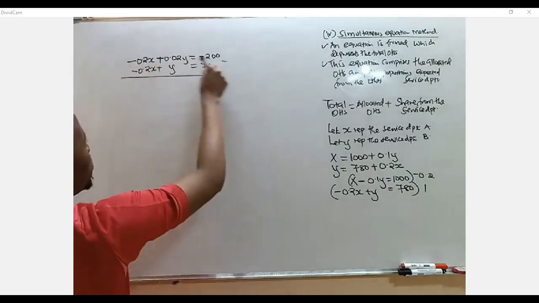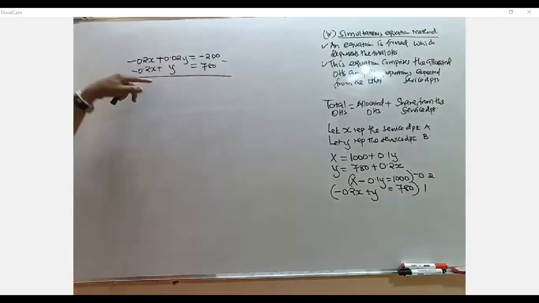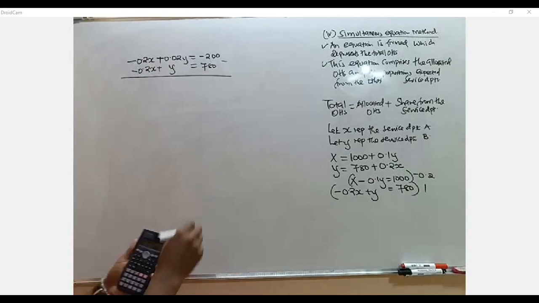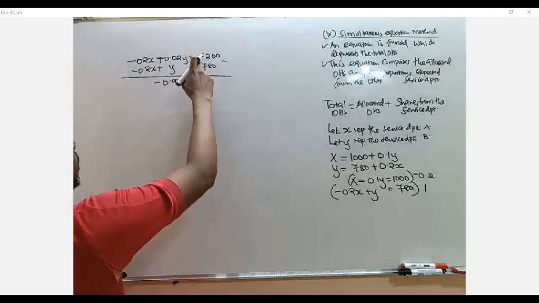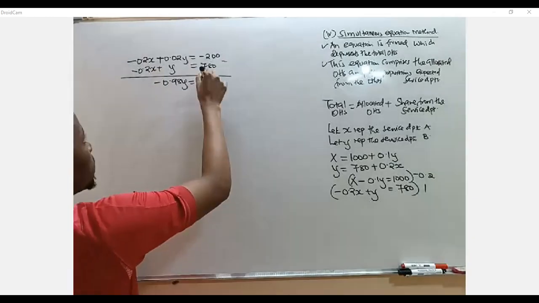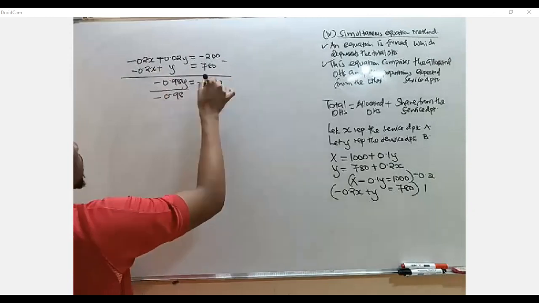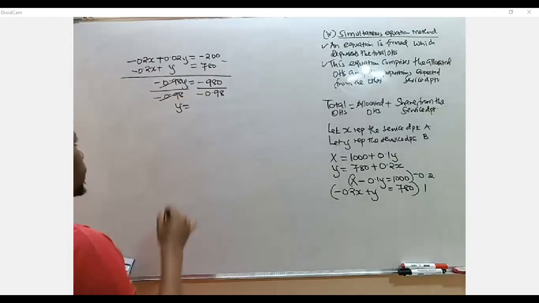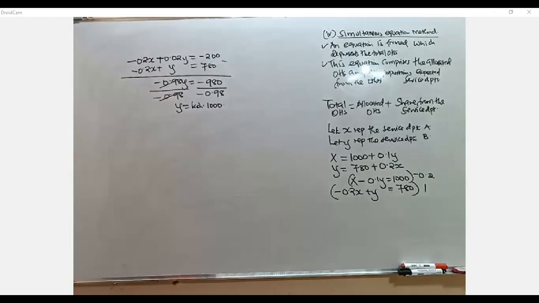Here we eliminate x. Negative 0.2 minus negative 0.2 gives 0. What about y? We take 0.02 minus 1, which gives negative 0.98y, equal to negative 200 minus 780, which is negative 980. Divide both sides by negative 0.98. So what do I get for y? Y should be Kenya shillings 1,000.